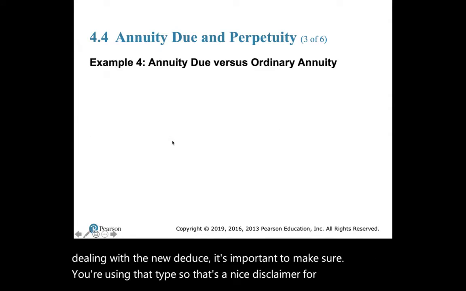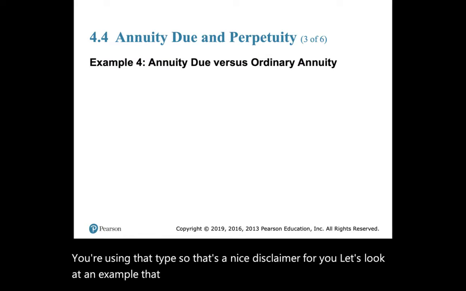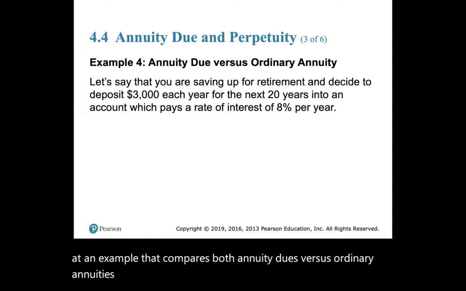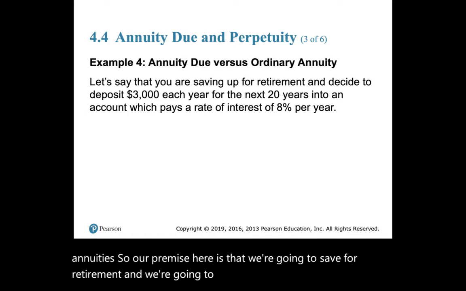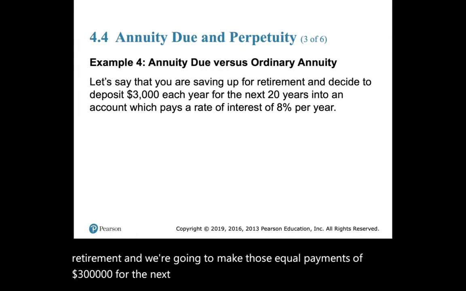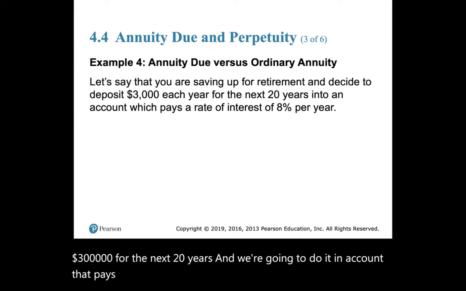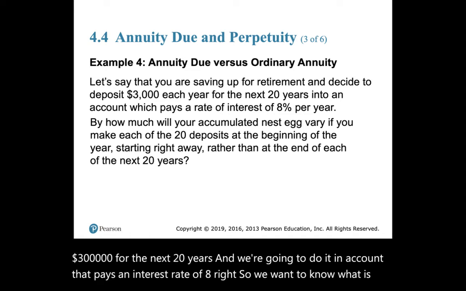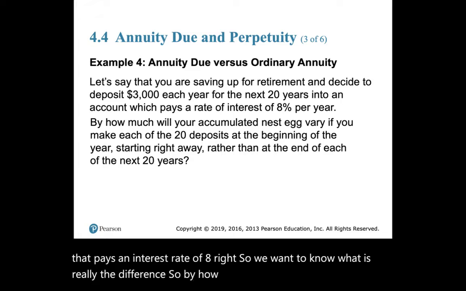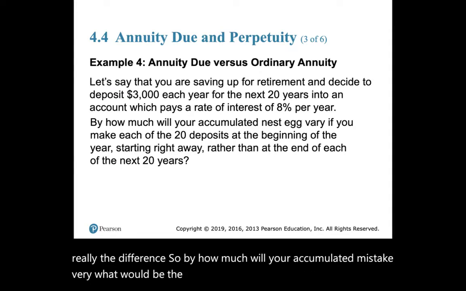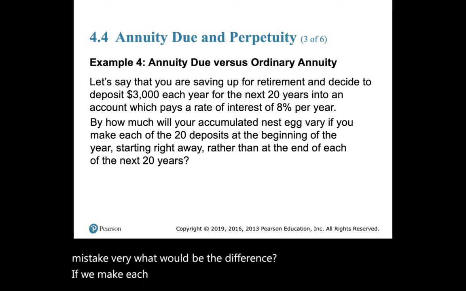Let's look at an example that compares both annuity dues versus ordinary annuities. Our premise here is that we're going to save for retirement, making equal payments of $3,000 for the next 20 years, in an account that pays an interest rate of 8%. We want to know what the difference is. By how much will your accumulated nest egg vary if we make each of the 20 deposits at the beginning of the year?